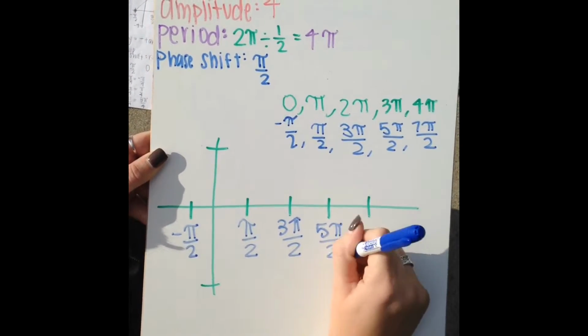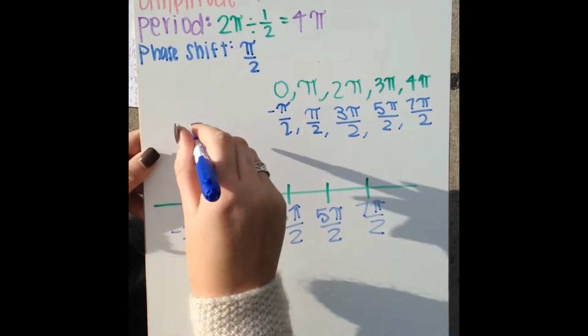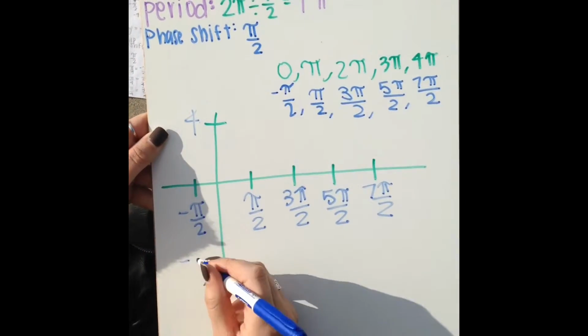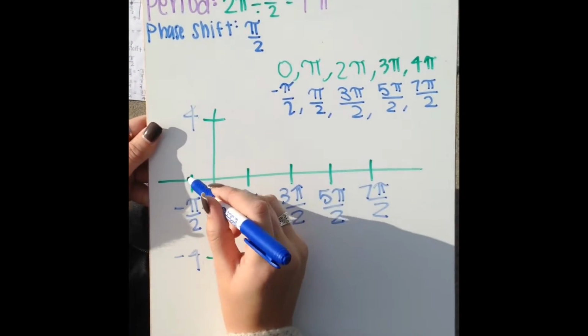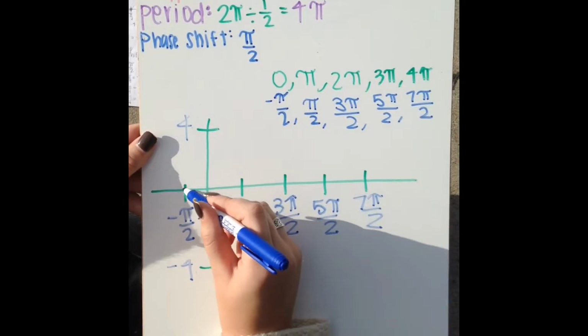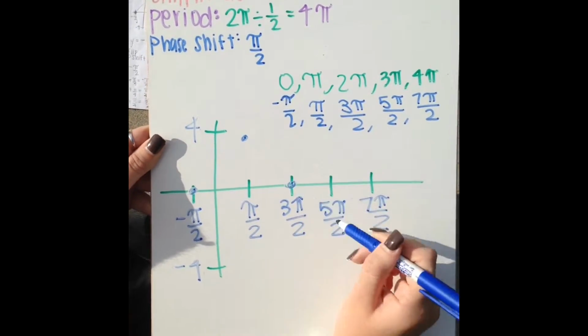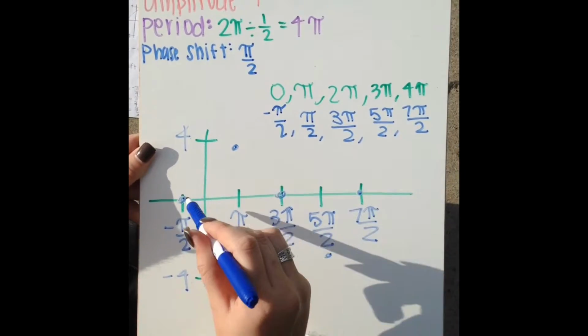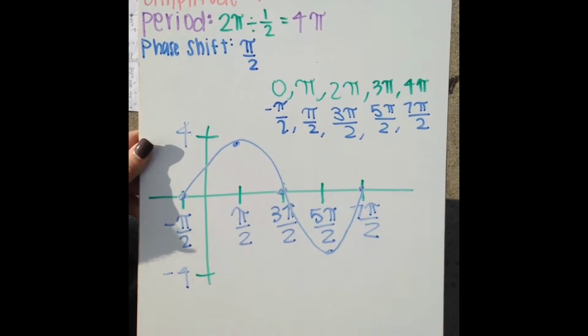And then once you have them all graphed, you also need to add your amplitude, which is 4 and -4. And then for a sine graph, you always start with 0. And then you go up and in here. And then you're finished.